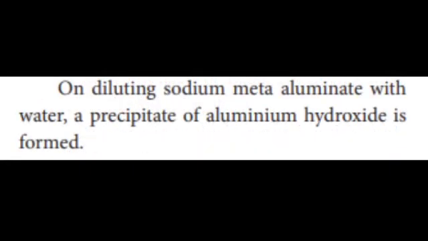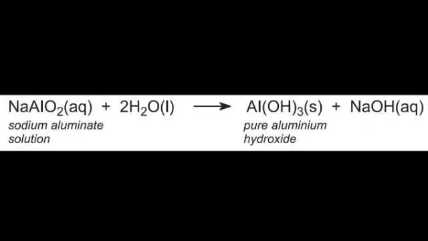Then, on diluting sodium meta-aluminate with water, a precipitate of aluminium hydroxide is formed. This is sodium meta-aluminate, NaAlO2, plus H2O, treated with water to form Al(OH)3, that is pure aluminium hydroxide.